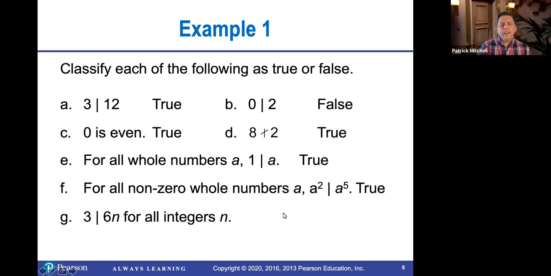All right, 3 divides 6 times n for all integers n. 6n divided by 3, that would be 2n, wouldn't it? And there wouldn't be a remainder. So that's true.